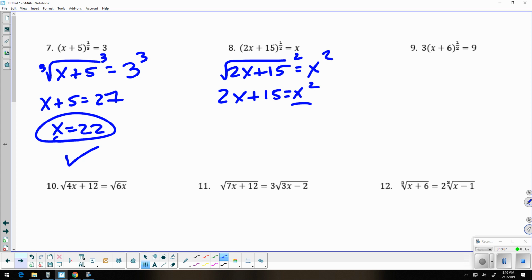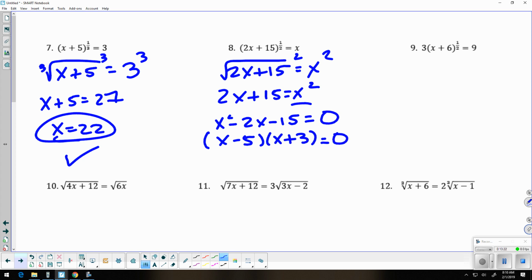Again, I like to have a positive x squared, so I'm going to subtract the 2x, subtract the 15, and now it's equal to 0. Okay, so now factoring this, this would factor into (x - 5)(x + 3). Then solving it, we get two answers: x equals +5, x equals -3. I believe only one of them works, and it looks like it's only going to be +5. -3 is an extraneous solution.